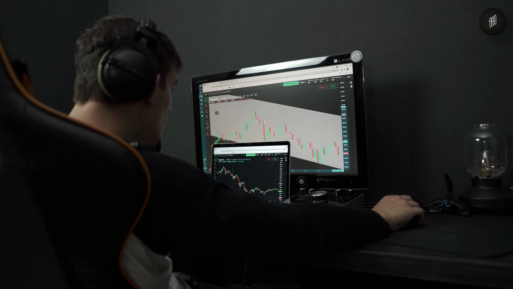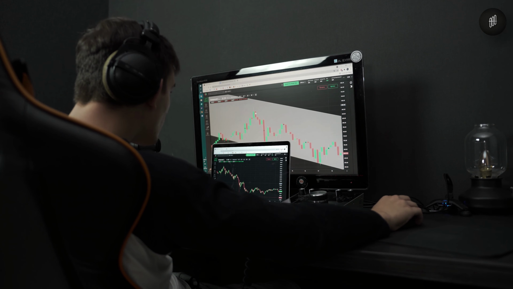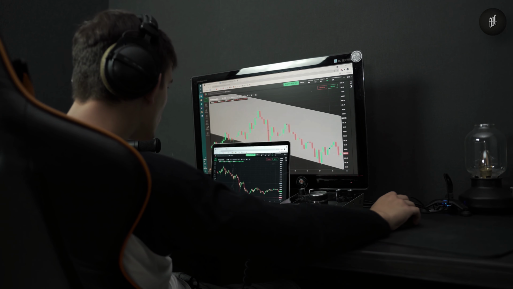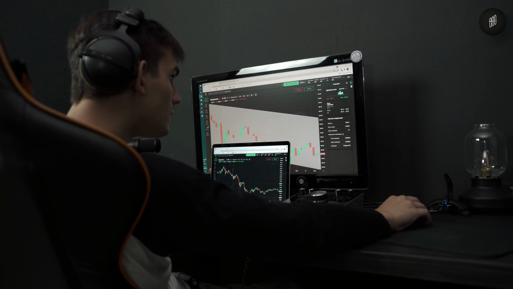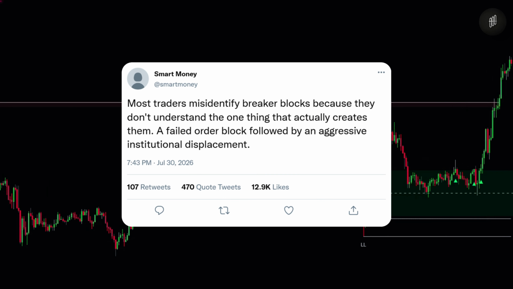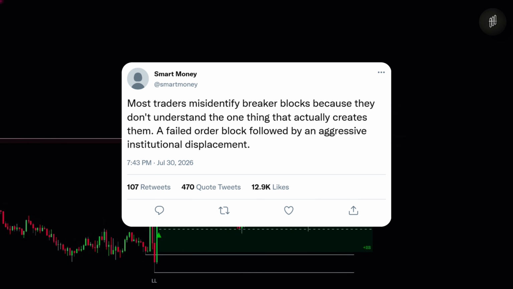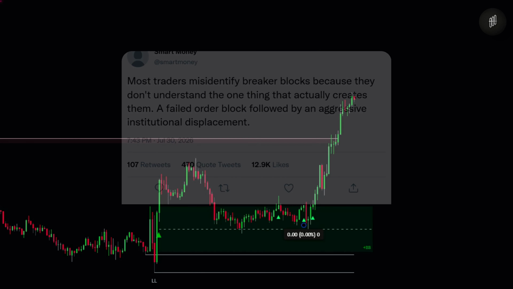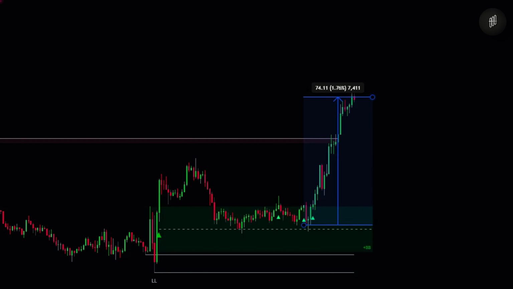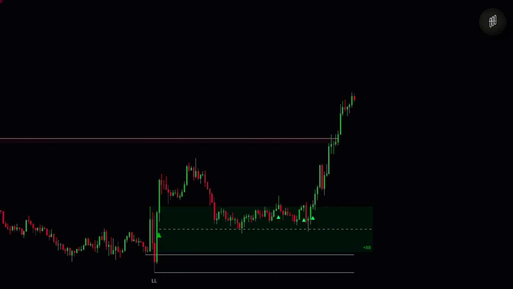Most traders are completely confused about breaker blocks. They mix them up with order blocks, treat every failed candle as a breaker, and end up forcing trades that were never meant to be taken. The truth is, most traders misidentify breaker blocks because they don't understand the one thing that actually creates them: a failed order block followed by an aggressive institutional displacement. And that single misunderstanding causes them to miss some of the cleanest continuation setups the market offers.